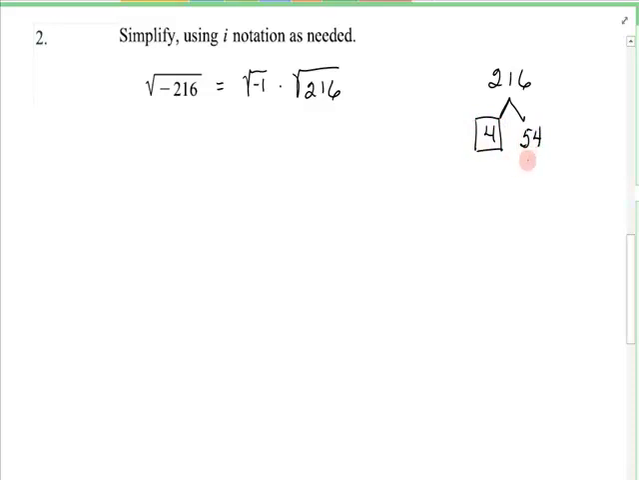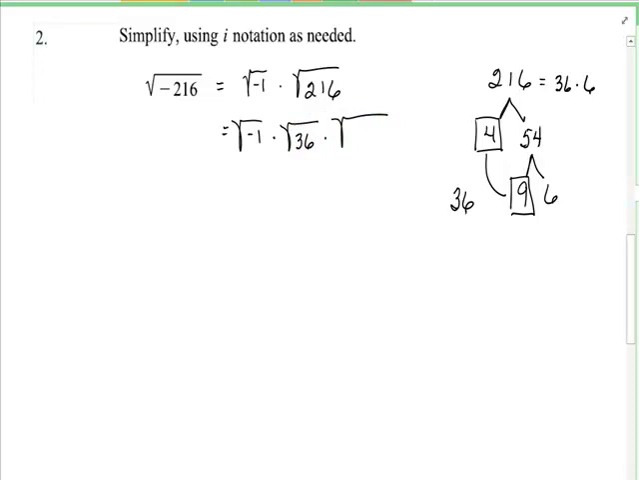Does 4 go into this? No, it doesn't. But I do know a perfect square that goes in there. 9 goes in there. It's 9 times 6. That's a perfect square. Remember that the product of perfect squares is a perfect square. That means that 216 is 36 times 6. So this is the square root of -1 times, and I will break 216 into perfect square 36, non-perfect leftover factor, 6.